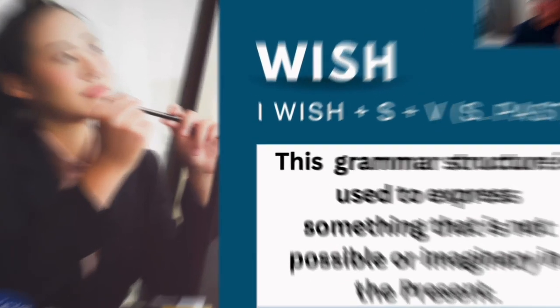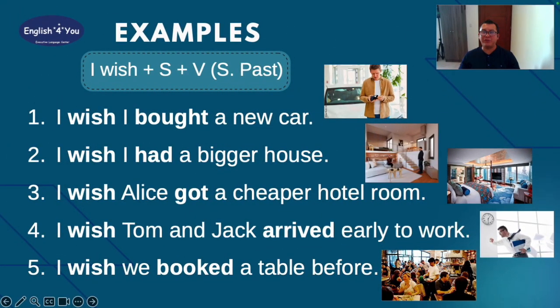Okay, now guys, let's move on. Here we have some examples, so it's easier for you to understand this structure. Remember, the structure for this expression is I wish, subject. The subject can be whatever: object, animal, person, anything, and the verb in simple past. So, remember guys, try to repeat these sentences after me. Every time you repeat, you can improve your pronunciation and of course your fluency.